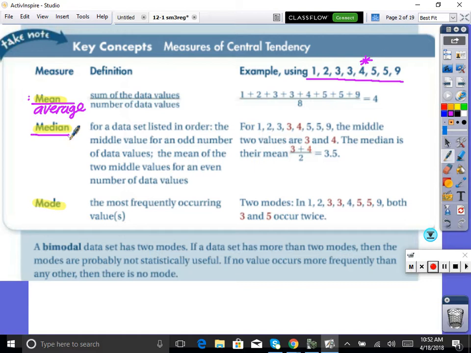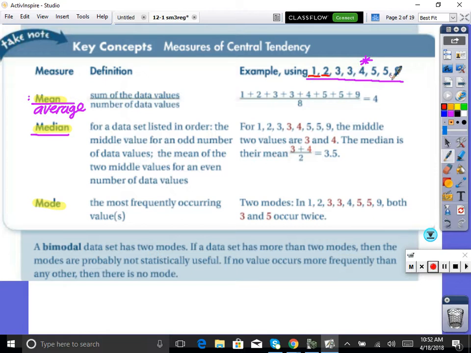Now median is a different center. Median is the true middle, just like on a road. A lot of times there are medians that separate the true middle of the road. This is what falls exactly in the middle. So to find the median, you will have to put your values in order from least to greatest, and you will count in and see where the middle is.